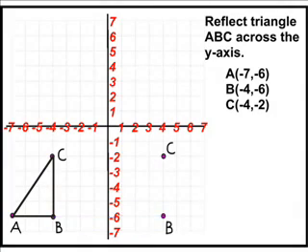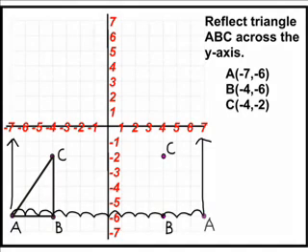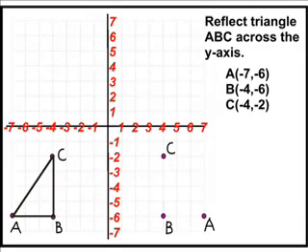Take a look at point A. Point A is located 7 units to the left of the y-axis. So let's simply move it 7 units to the right of the y-axis. And we have found the 3 new locations of point A, B, and C to reflect it across the y-axis.